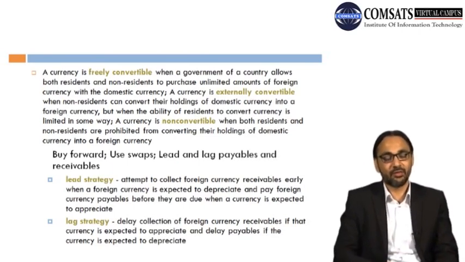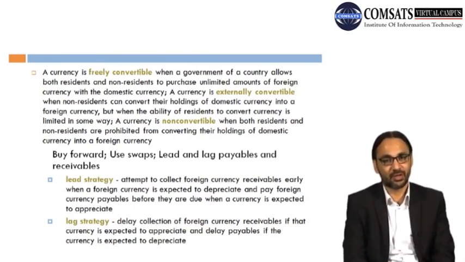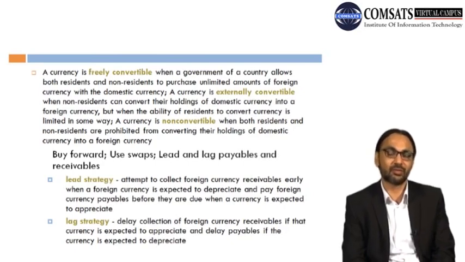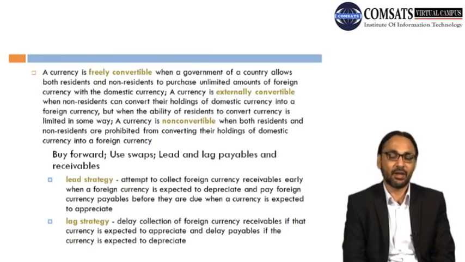Okay, currency is freely convertible. There are three sorts of currency conversion markets or environments. The first one is freely convertible. The next one is externally convertible, and the third one is non-convertible. In the freely convertible market, residents and non-residents are allowed to convert their currencies, and in externally convertible, only the non-residents are allowed. And in non-convertible, both residents and non-residents are prohibited from converting their currencies.